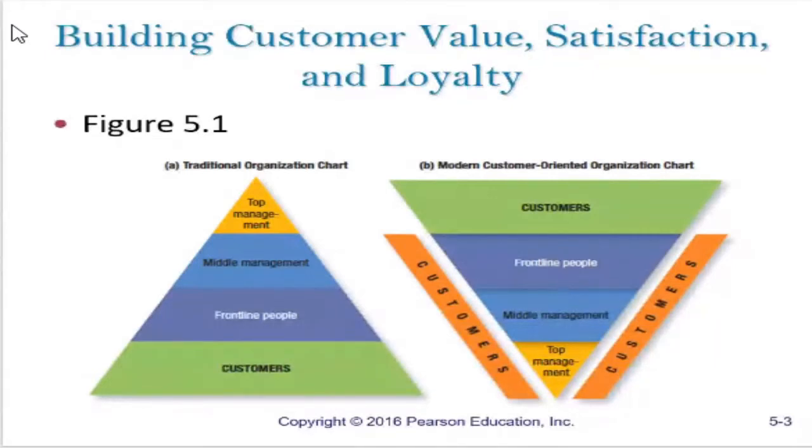Effectively, it's a pure market concept. Monopoly is not there. You have so much competition. The customer is the king, and the customer decides what product to buy and what product not to buy. So effectively, the modern customer-oriented organizational chart is just the other way around. Today the pyramid has turned upside down, and customers are at the top.